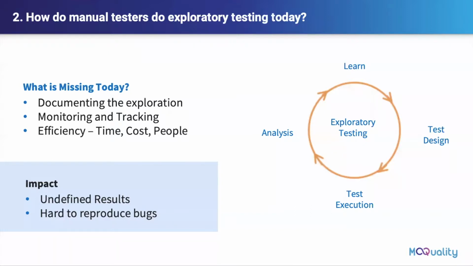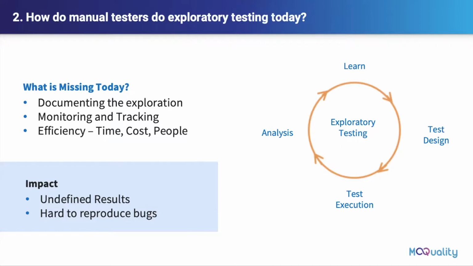Also, testing is a time-bounded or resource-bound activity. So we often are limited by time, cost, and people, and we are trying to maximize the results in that, right? So all of this is missing, which results in very undefined results. We are unable to explain what was tested in an exploratory fashion. Also, the bugs that we find in exploratory testing are sometimes very hard to reproduce. So those are some of the challenges in manual exploratory testing today.